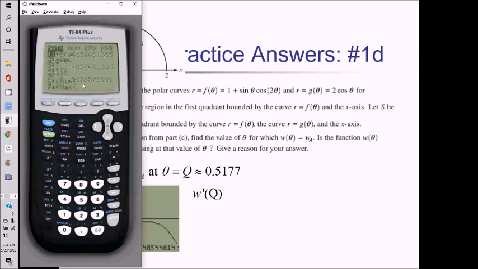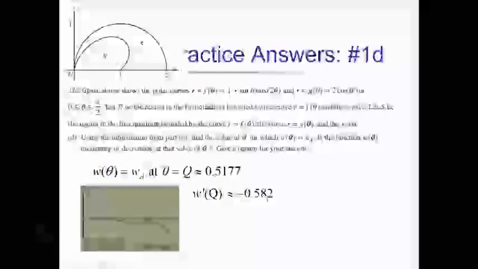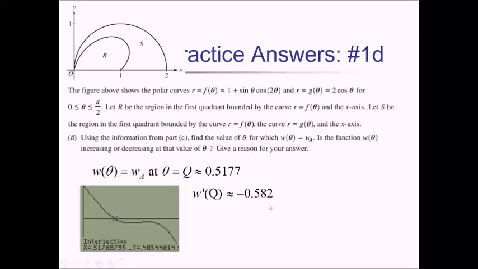So we'll do math 8 dx, and I want to take the derivative of W, so alpha trace y3. And then we want to do that at Q, so alpha Q, and then enter. Gives us negative 0.5819, or 0.582, however you want to round that off. Now the key here is that this is negative, therefore W is decreasing at that value of theta, that Q value.